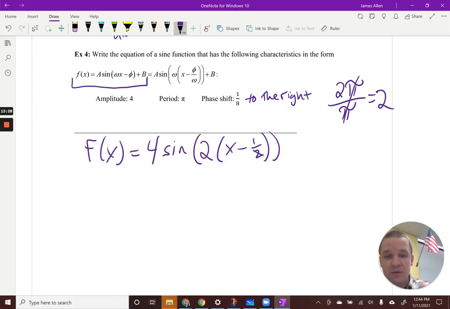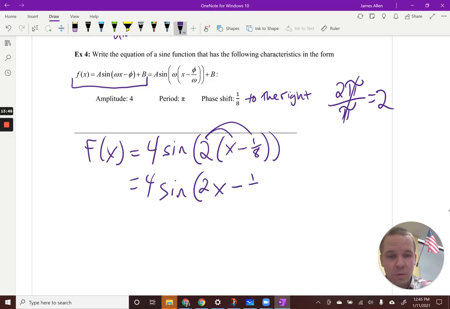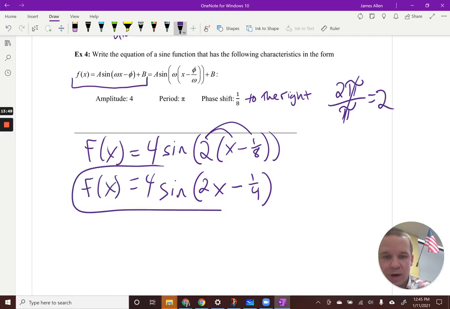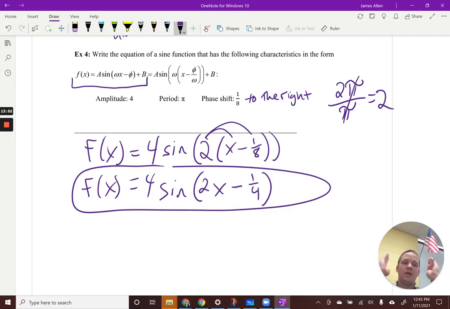All right, so what I'm going to do is now distribute this 2. Again, this is an 8 right there. Maybe I should just, there we go. That's a little clearer. Distribute it out. I get 4 sine, and then 2x minus 1/4. This is what MyMathLab would want if we're entering this in online.